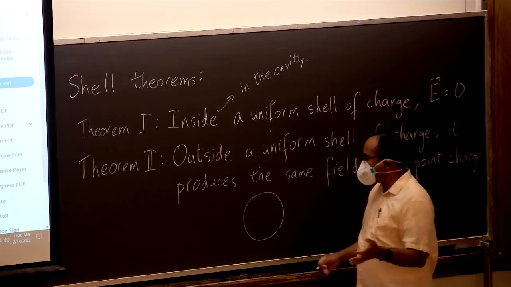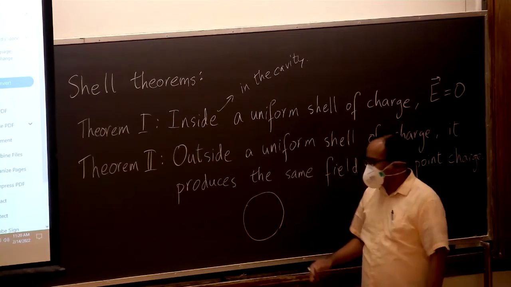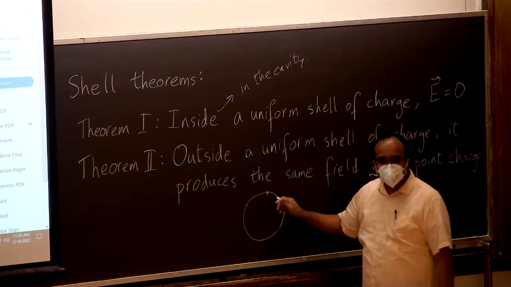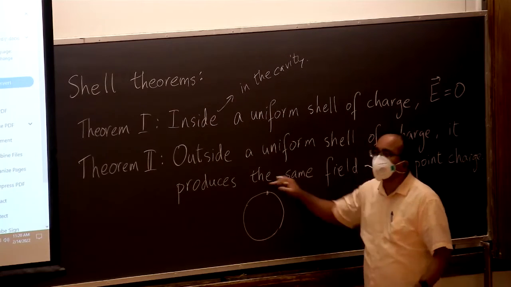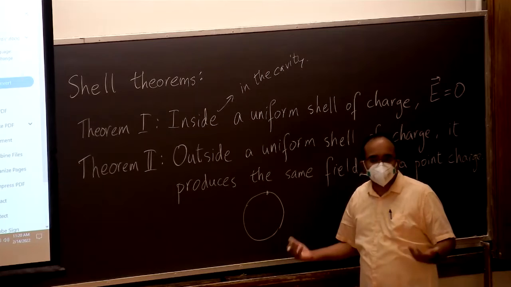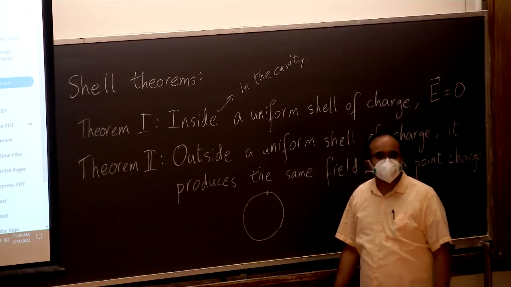But I do need to emphasize, this is because of the perfect spherical symmetry. As soon as you disturb the symmetry, if you put like one extra charge here, then, well, you can subtract out the uniform shell part, and whatever non-uniformity remains will be what's causing a field inside.